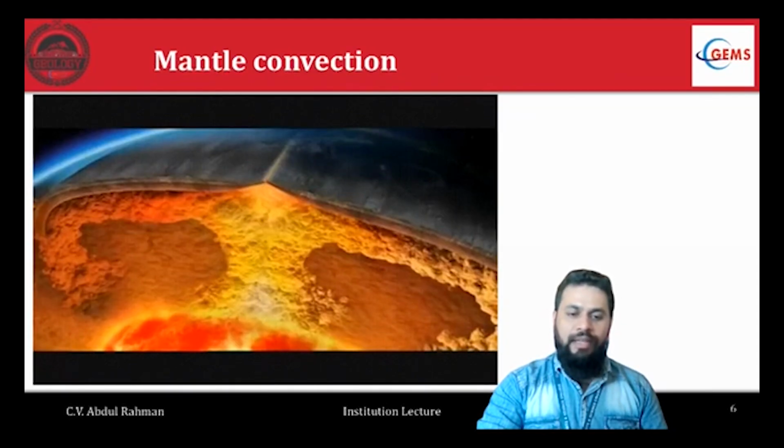This is the core-mantle boundary. It will be heated and the magma will rise into the upper part of the mantle. It will get cooled. Whenever it is cooled, the magma will have a higher density. So this high-density magma will again sink to the core-mantle boundary. So this cyclic movement will happen. These plates are moving along the asthenosphere of this mantle.